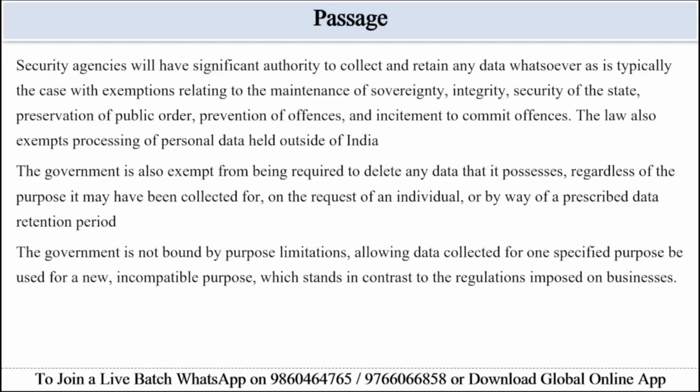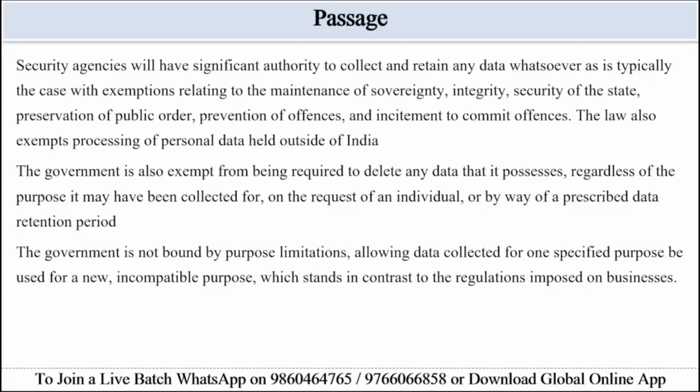On the request of any individual or by way of a prescribed data retention period, the government is not bound by purpose limitations, allowing data collected for one specific purpose to be used for a new incompatible purpose, which stands in contrast to the regulations imposed on businesses.